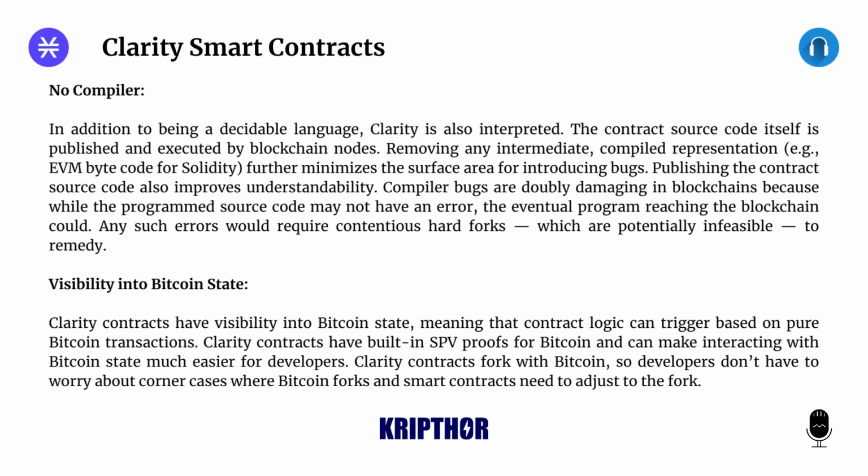Transactions. Clarity contracts have built-in SPV proofs for Bitcoin and can make interacting with Bitcoin state much easier for developers. Clarity contracts fork with Bitcoin, so developers don't have to worry about corner cases where Bitcoin forks and smart contracts need to adjust to the fork.